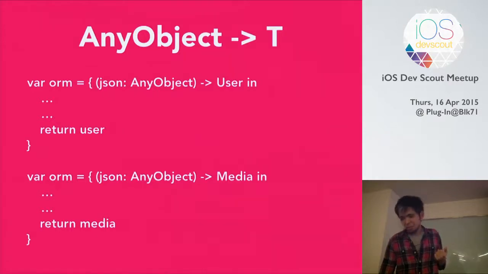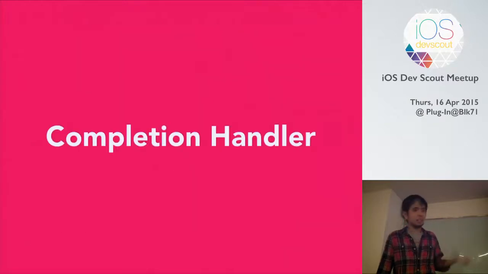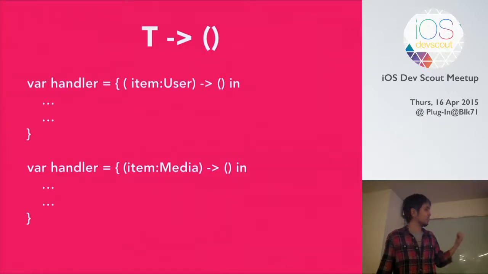For example, if I want to get just a user object, the object mapper interface is going to be like this: get a parameterized any object and return User. And if I want to get media, the return value is Media. Finally, I have to get the return value from the API client, so I have to write a completion handler after calling the API. So the interface has to be like this: I need to get T, something like user or list of users, and the return value is nothing. I don't need to return anything.